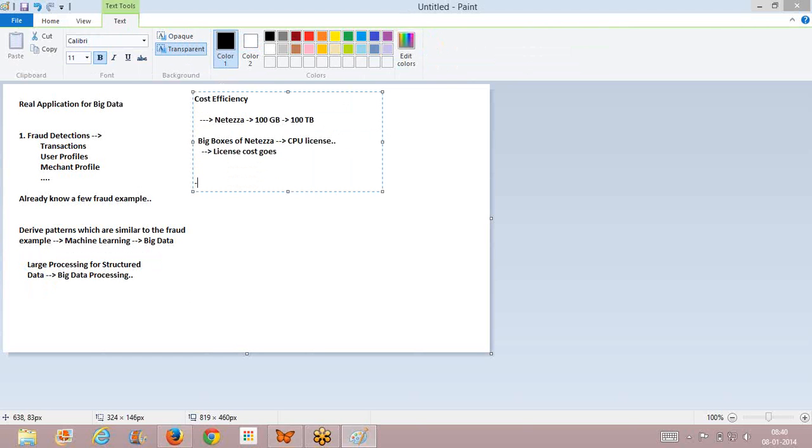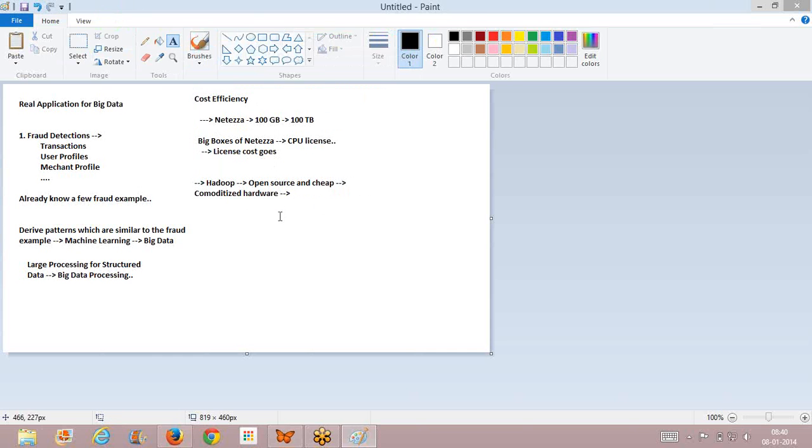So, you use Hadoop and other distributed processing, because they are open source and cheap. And they run on not so great hardware, so I would say commoditized hardware, which is cheaper. So it is not solving anything radically different. All the same processing which you did in Netezza, it is going to do in Hadoop. No different process.